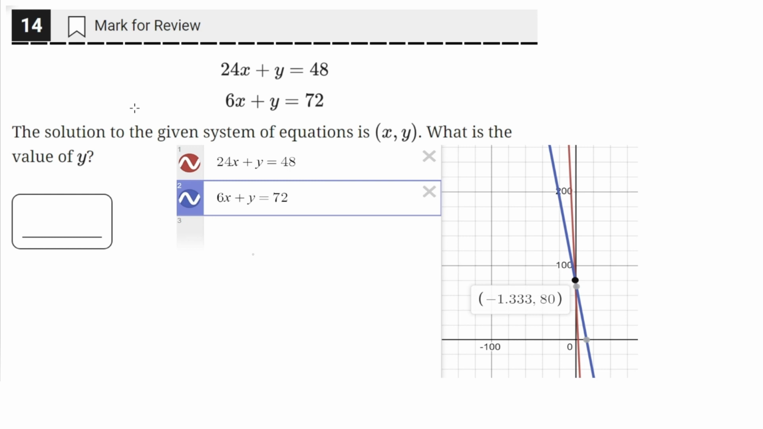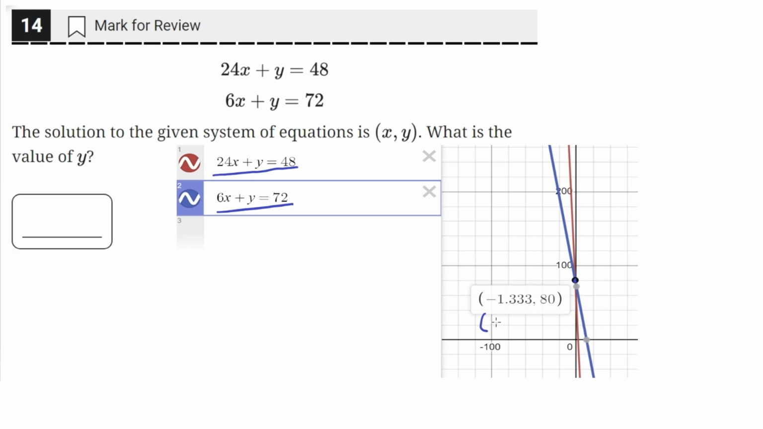Okay, so I graphed the two lines, 24x plus y equals 48, and 6x plus y equals 72 in Desmos. So the red line is the first equation, and the blue line is the second equation. And then we can just click on where they intersect. Once you're in Desmos in the testing application, you can zoom in to make sure that they actually intersect here. So when you click on the point of intersection, it'll give you the coordinates.